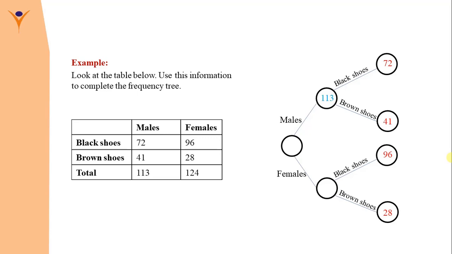If we add 96 and 28, that will give us the total females who put on black shoes and brown shoes. And that answer is 124. And now that we are here, we can easily go ahead and find the grand total of males and females. So that will be 113 plus 124. And that gives us 237. So there you see, it's easy for us to work with frequency trees as long as we have been given the information on a table.